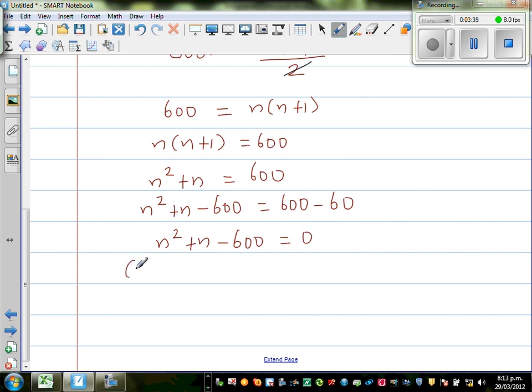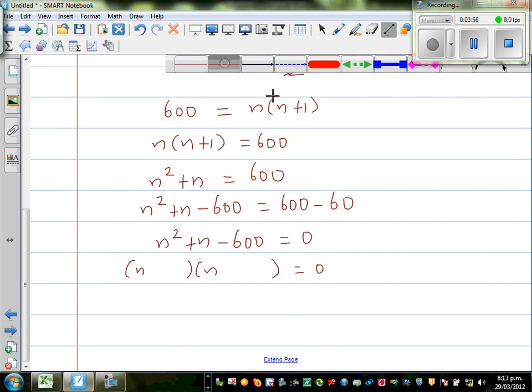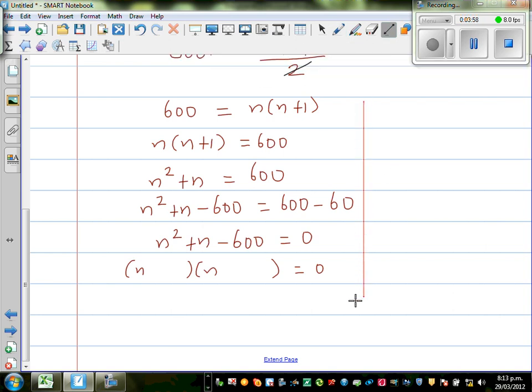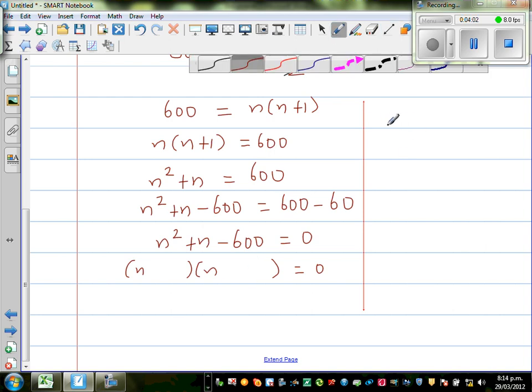Now I want to put this in two brackets, so n times something is equal to 0. Now 600 is a huge number. Finding the two factors of 600 which are one apart may be a bit tricky. So I'm going to show you a technique called prime factorization. Here I'm going to factorize 600.